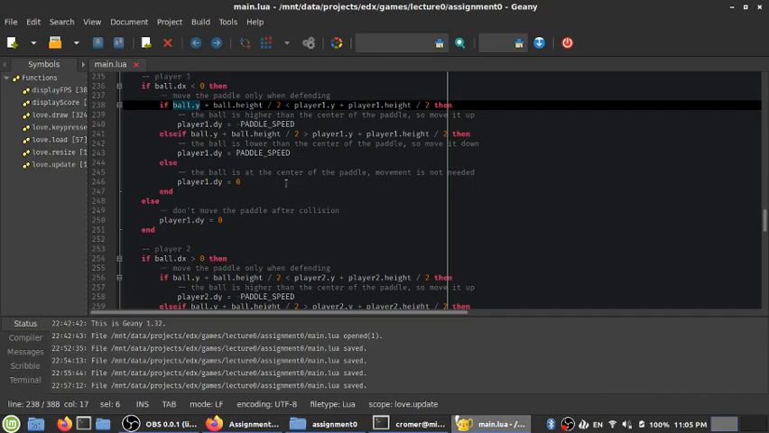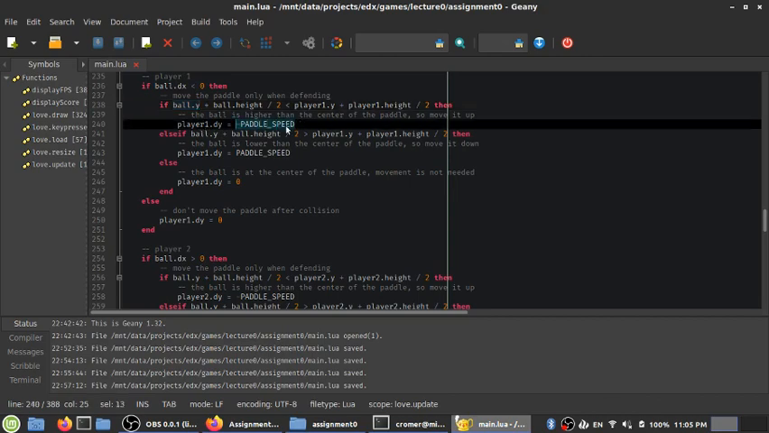Now, what I do is compare whether the ball's y coordinate is less than the player's y coordinate. If that's so, then we need to start moving the paddle upward. To do that, we use the negative paddle speed to move the y coordinate upwards. The same thing happens here, except I use a greater than in the comparison, and this will move the paddle downward if the ball is below the paddle. And of course, if the center of the paddle and the center of the ball are at the same position, we don't need to move the paddle.